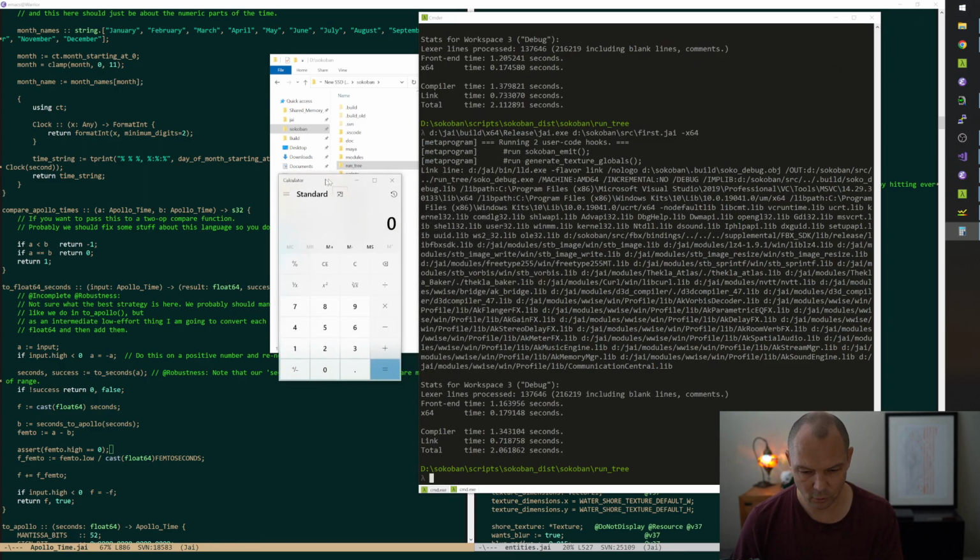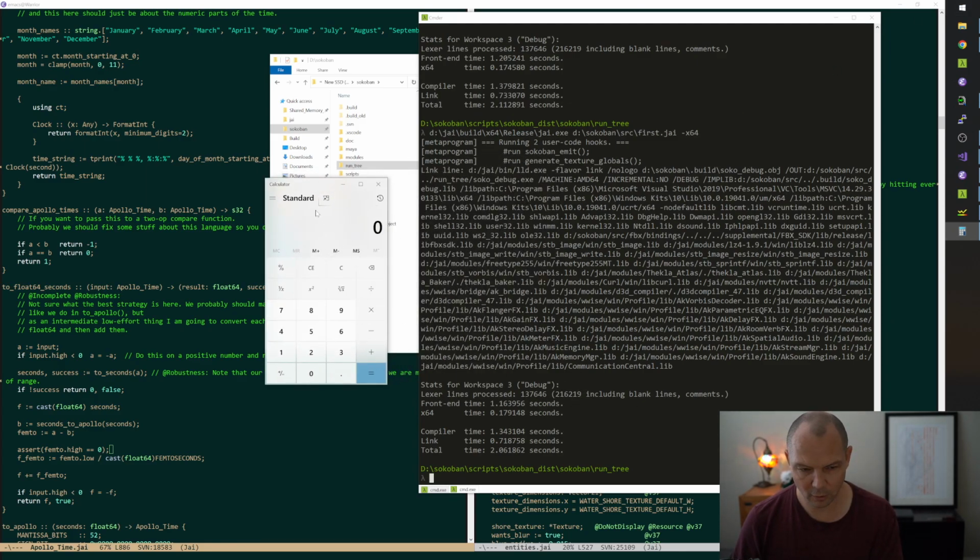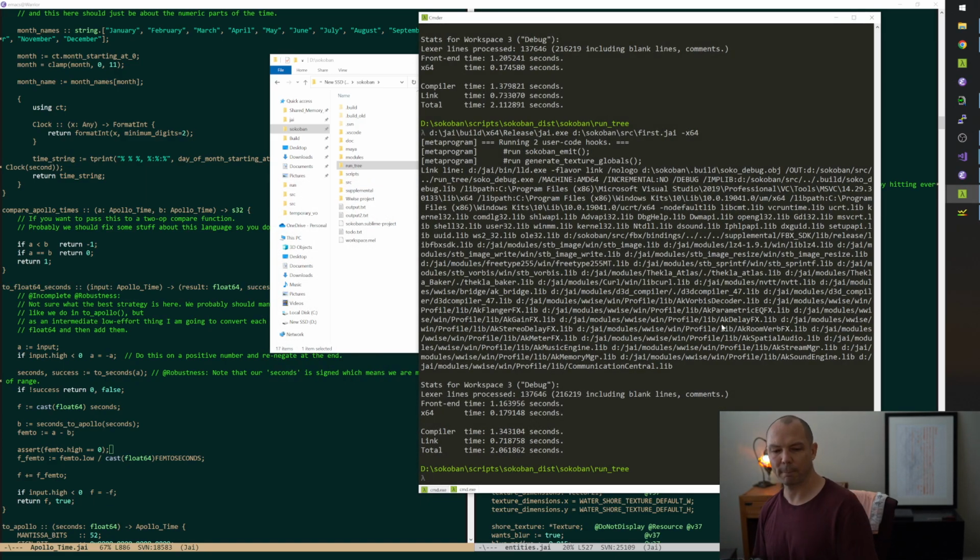You know, do you count the blank lines? Let's do that, right? 216, 219 divided by 1.37. So we're at about 150,000 lines of code per second right now. Which is not nearly, we were 250,000 at one point, and so we slowed down, but we know that, and we're going to go refactor and get the speed back. So, yeah.